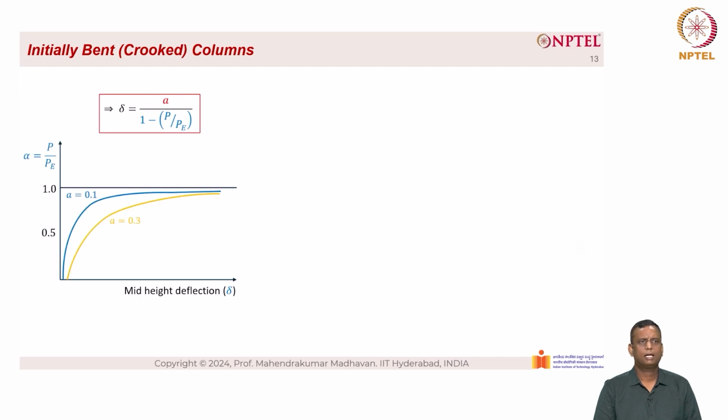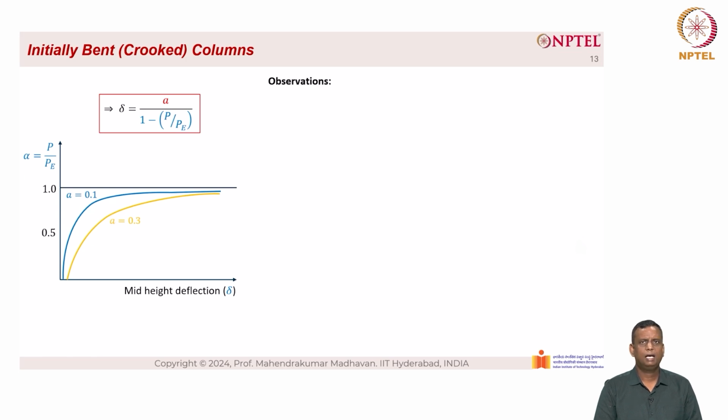So when we plot the graph between alpha, which is the ratio between the applied load and the Euler load, on the y-axis, and mid-height deflection delta on the x-axis, we get the following curve. A equal to 0.1 indicates lower imperfection and A equal to 0.3 indicates higher imperfections.